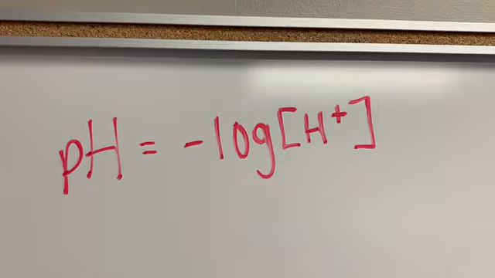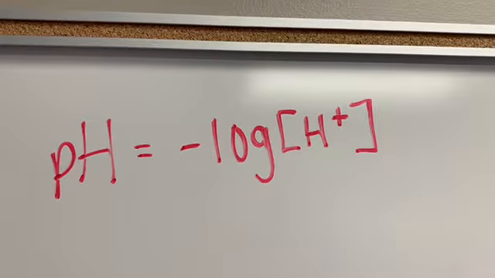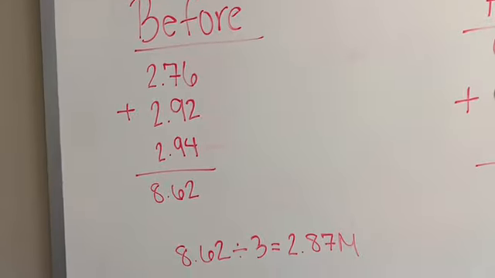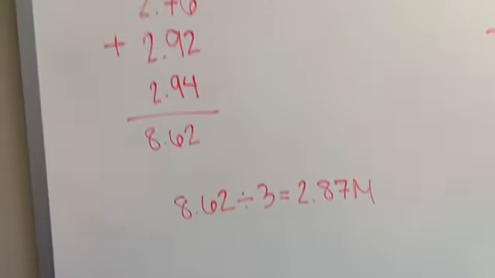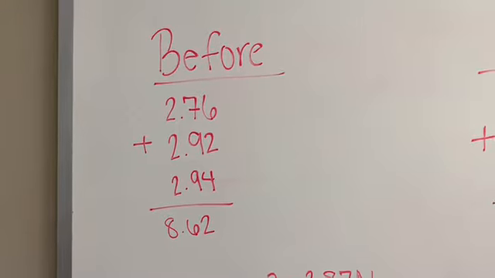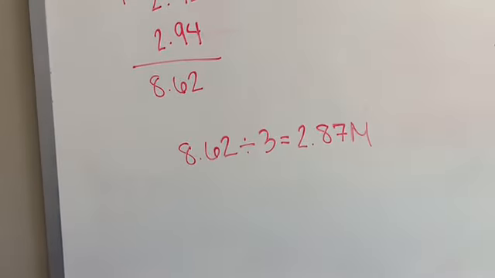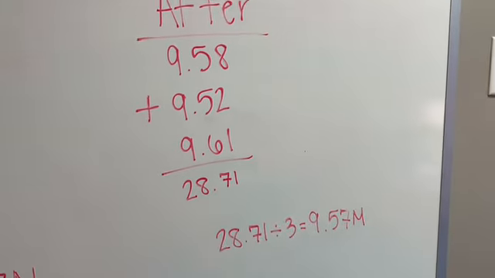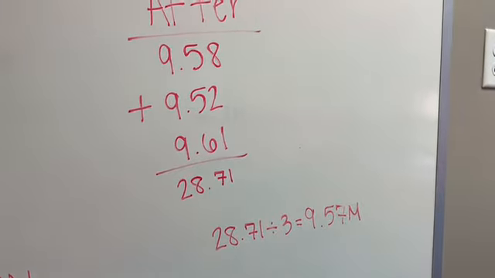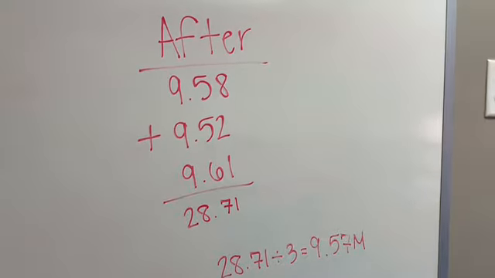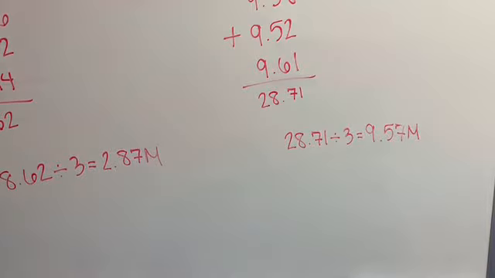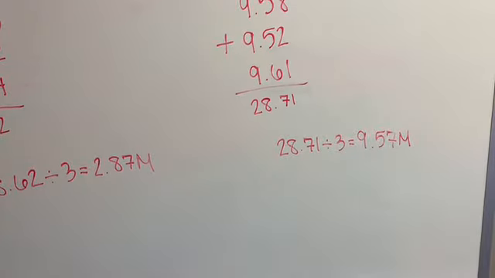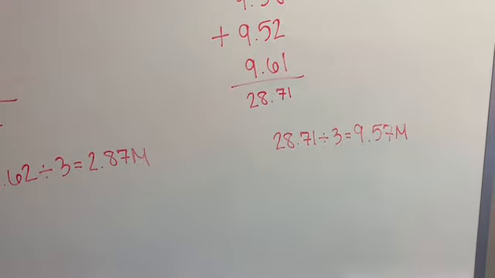In order to find pH, you must take the negative log of the H plus ion concentration. Before titration occurred, the pH was 2.87, which can be found by taking trials 1, 2, and 3 pH, adding them up, and then dividing them by 3. After titration occurred, the pH was 9.57, which can be found by doing the same process as before. As you can see, the pH increased after titration due to OH ions reacting with the solution.